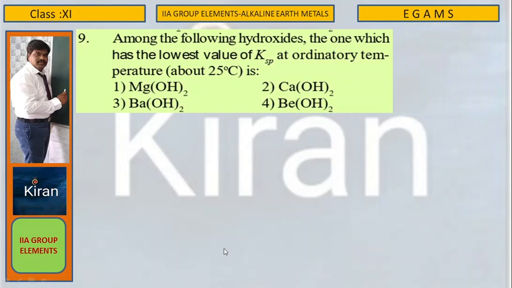Among the following hydroxides, the one which has the lowest value of Ksp, solubility product, Ksp means at ordinary temperature about 25 degrees centigrade, which is having the least solubility, that is the meaning here. Magnesium hydroxide, calcium hydroxide, barium hydroxide and beryllium hydroxide. Among these, the right option is the fourth one. It has the least solubility, that is beryllium, because of its smaller atomic size.